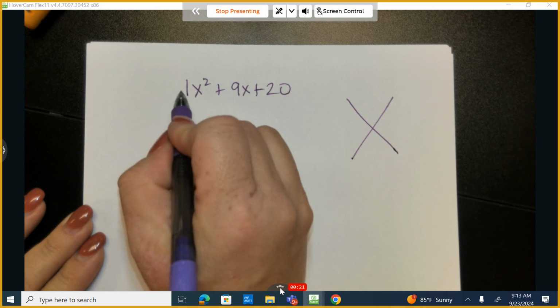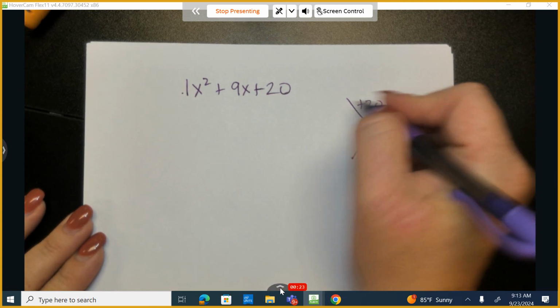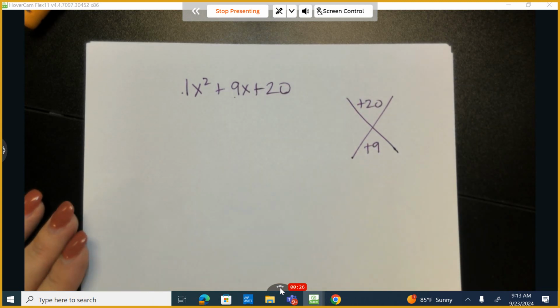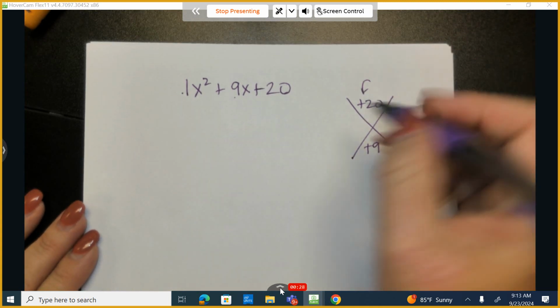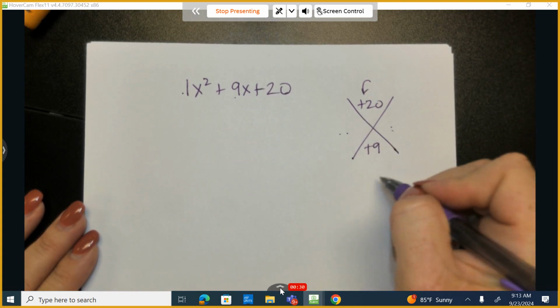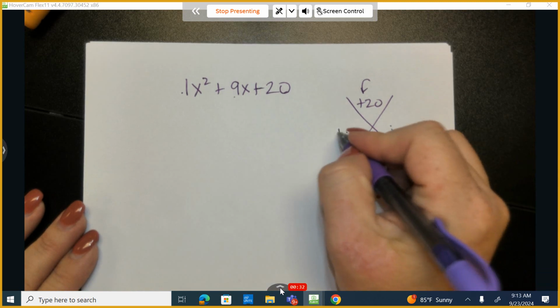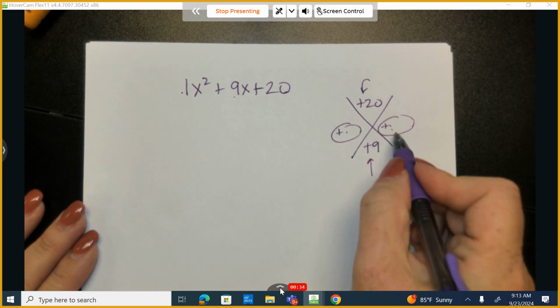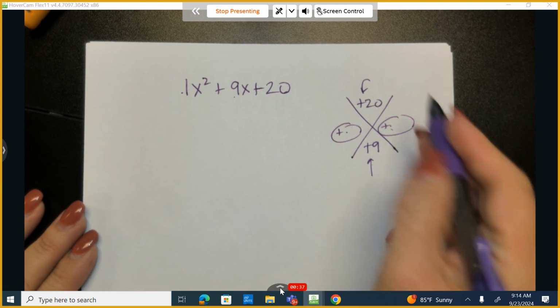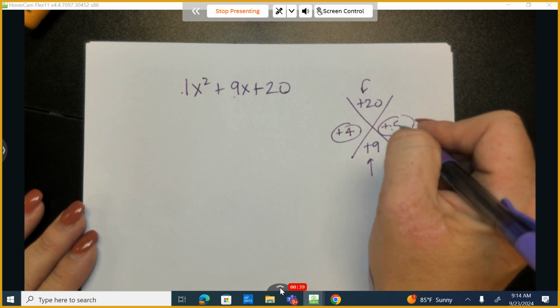What you will do here is you're going to take the a times the c. A times c is positive 20 and they combine to give you a positive 9. This tells you they're going to be the same signs. How do I know if they're both positive or both negative? It's all based on this term. They're both going to be positive. Do I know 2 numbers that can multiply to give me positive 20 and combine to give me 9? I sure do. 4 and 5.